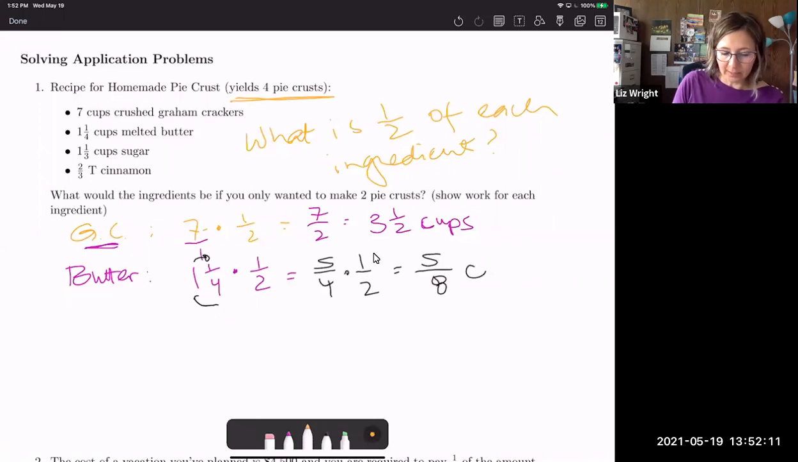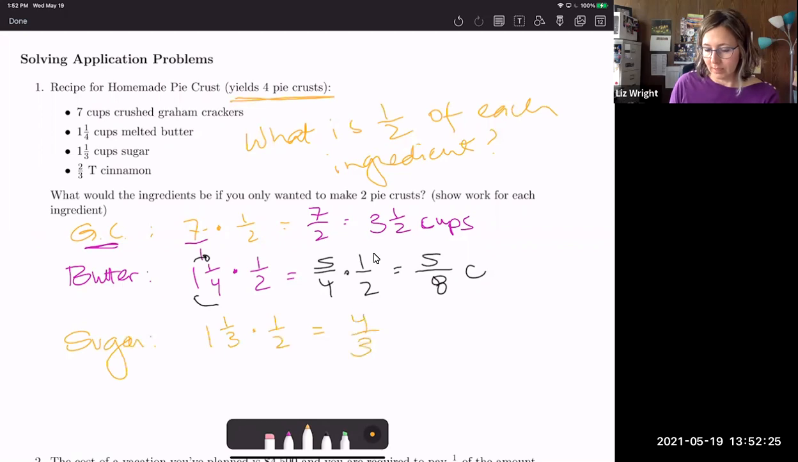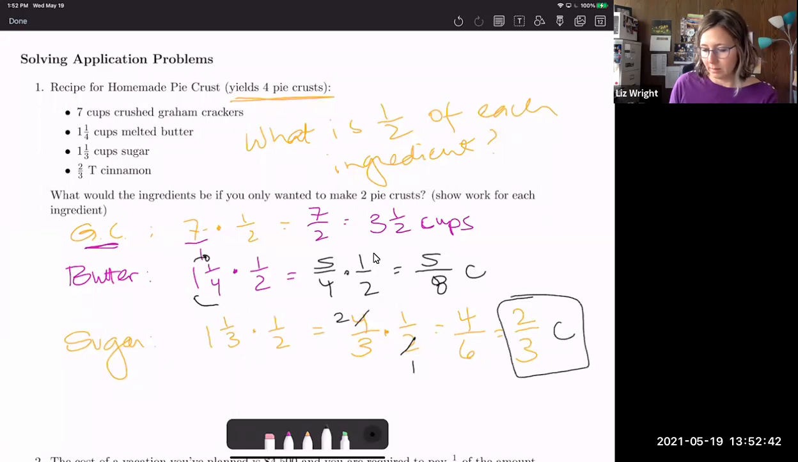And then our next one is going to be sugar. And we've got 1 1/3 cup times 1/2. And so again, convert. So 3 times 1 plus 1 is going to give us 4/3 times 1/2. So it's going to give us 4/6, which is 2/3. You could also reduce right here if you wanted. That could be 1, and that would be a 2, and then you get the same thing of 2/3 and then cups. Forgot to box my answers.